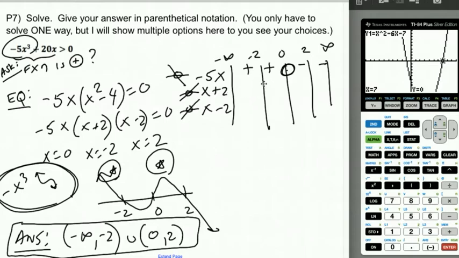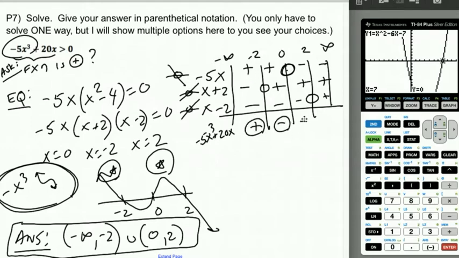So x plus 2 is 0 at -2, so negative and then switches to positive. X minus 2 is 0 at 2, negative, and then switches to positive, which means that my result, my -5x cubed plus 20x, is going to be positive, because there are two negatives, negative, positive, and negative, right? And so then the answer I want is this interval and this interval, which is the answer I already got.